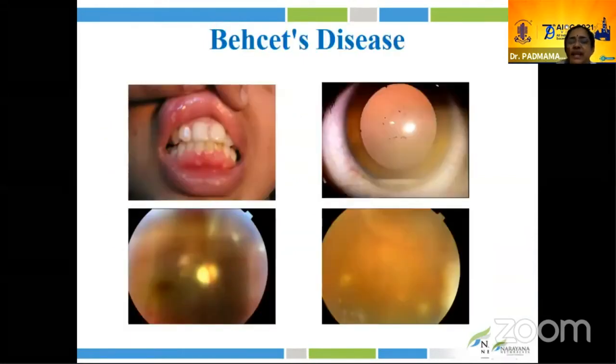The next case is a young female, about 28 years, who presented with hypopyon panuveitis. On systemic evaluation, she had orogenital ulceration. Here you could see the free and mobile hypopyon, multiple yellowish white lesions. It's a multifocal retinitis. This is an immune-mediated multifocal retinitis in a case of Behçet's disease. She responded well to systemic steroids and cyclosporine therapy.